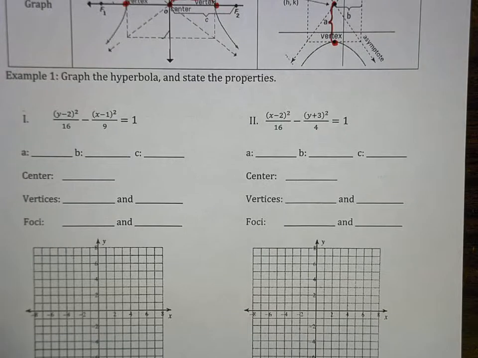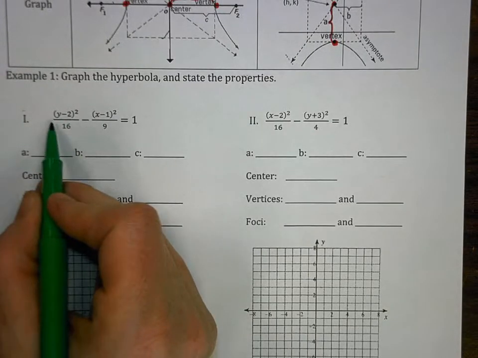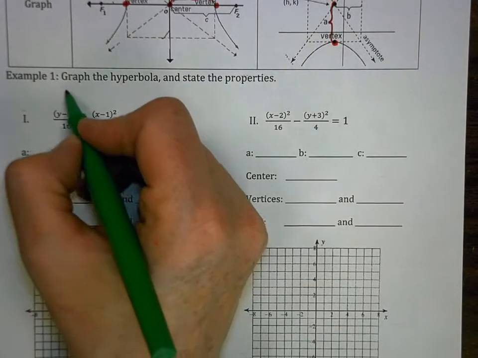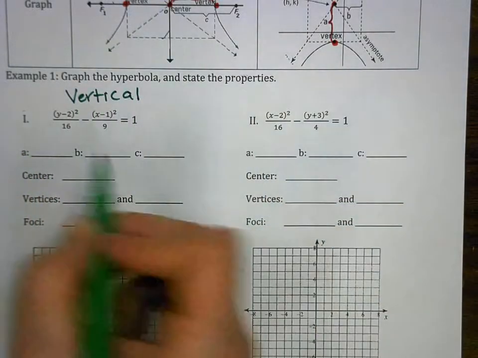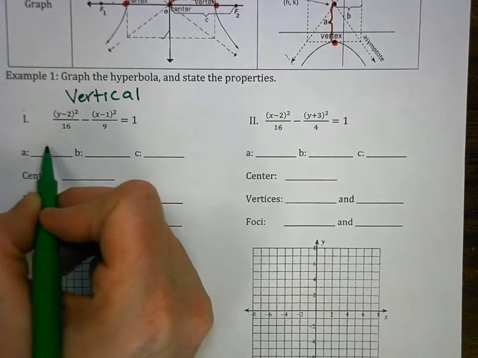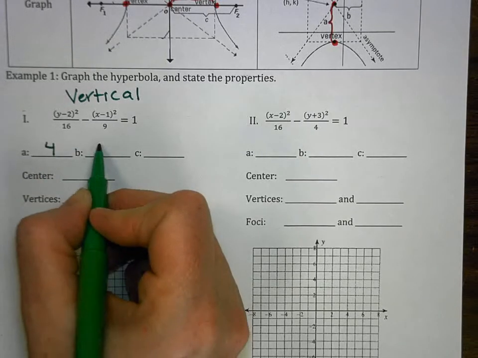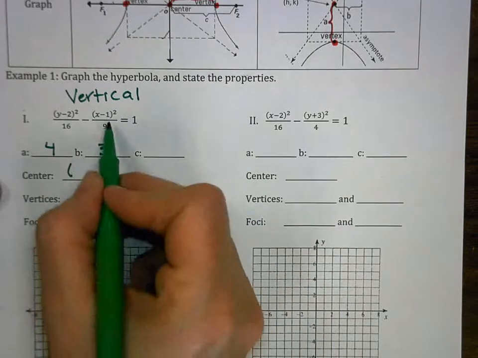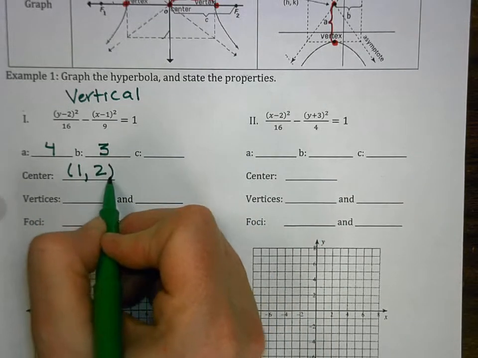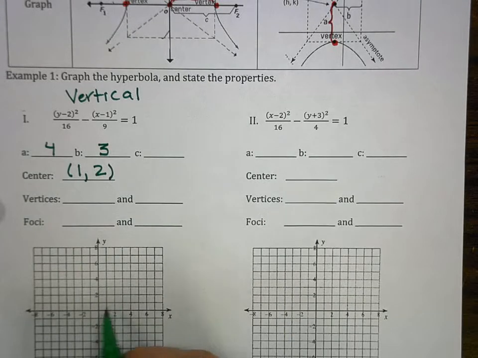So we have a hyperbola. As always, the first thing we want to decide is what is the orientation of the hyperbola. It's y squared is positive, x squared is negative, so we have a vertical hyperbola. A is under the y squared, a is 4, b is 3, a squared, b squared. The center is 1, 2.